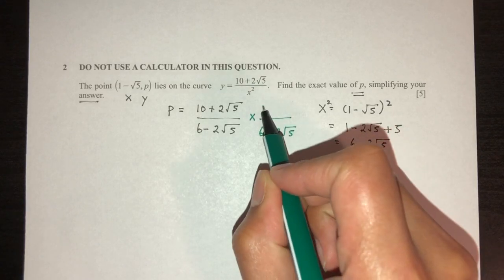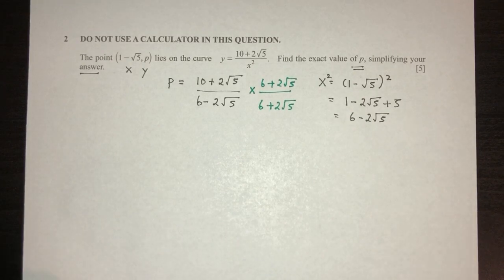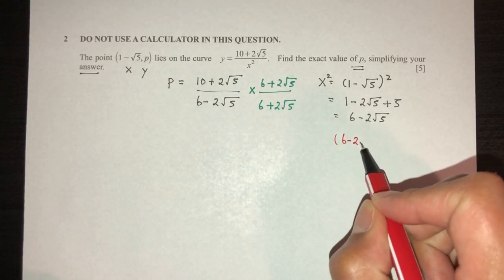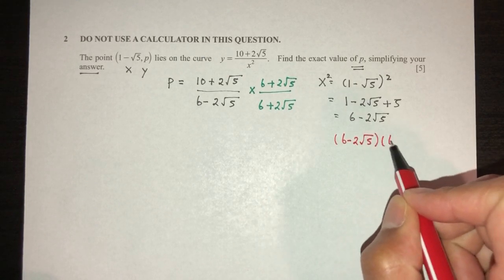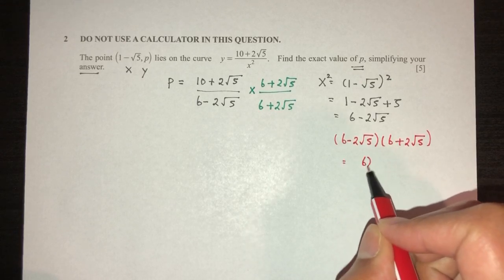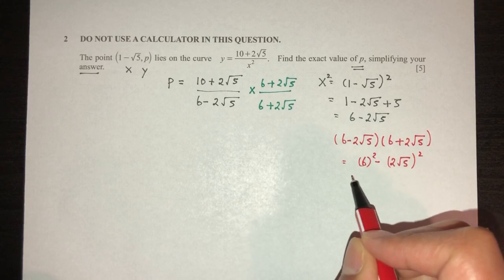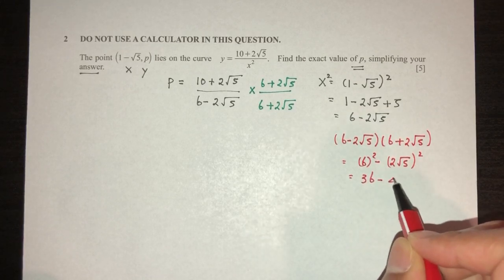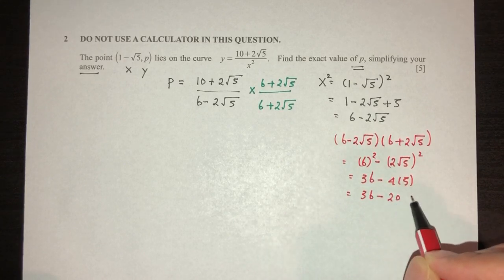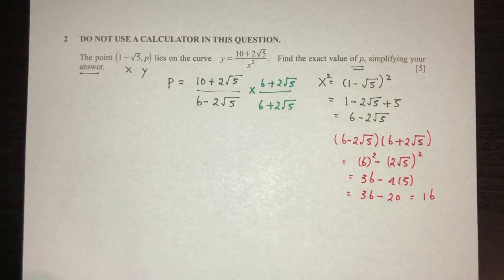Okay, that will be multiplication. Now for the base, this time this will be what? So 6 minus 2 root 5 times 6 plus 2 root 5. That will be 6 squared minus 2 root 5 squared. That will be 36 minus 4 times 5. That will be 36 minus 20. That should be 16. So the base will become 16.